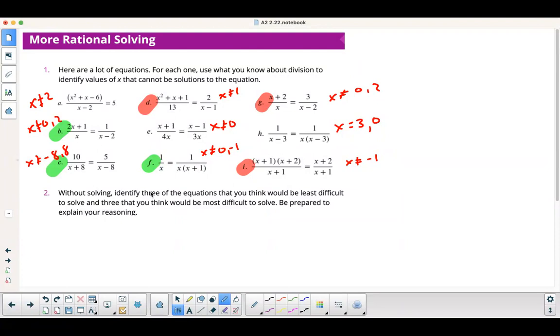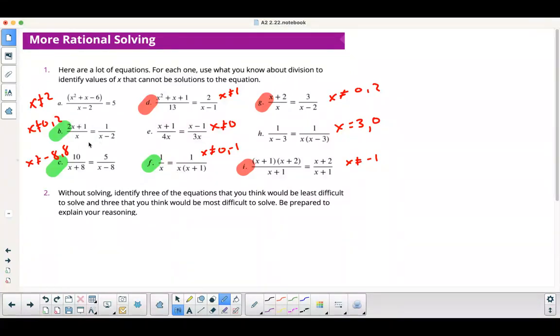I said without solving, identify 3 of the equations you think would be least difficult to solve and 3 that you think would be most difficult. Be prepared to explain your reasoning. So I'll start with the easy ones. I said this one's easy because it's going to be linear. If I cross multiply, I don't get an x squared. Okay. And then I said this one here. Why did I say that one? I thought I wouldn't get an x squared, but I do actually.